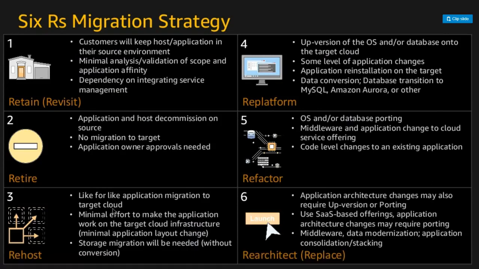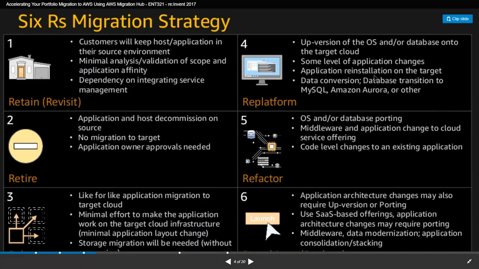Rehost is also known as lift and shift. That means like-to-like application migration to the targeted cloud. Minimal effort is needed, and there is hardly any change that you will make to the layout. Storage migration is needed without conversion. So what it means is you will take your application and that Windows or Linux machine in its as-is state and move it to EC2, and then you turn it back on. That is all you're doing. From VMware, you take it and put it in EC2. That is called rehost or lift and shift.